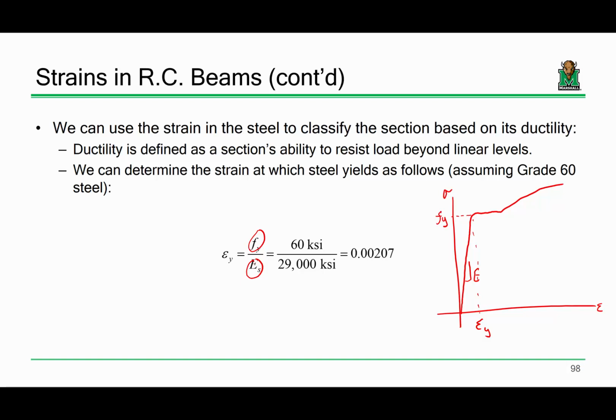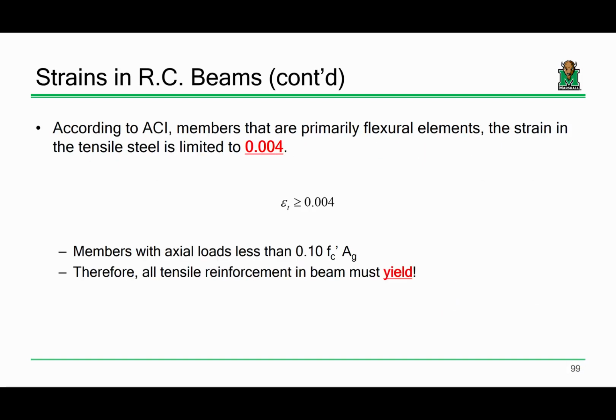We would then compare that to the strain that's actually in the beam to determine whether or not it has yielded, because remember, we're assuming it yields. Let's determine whether or not it actually has. That makes sense? Now, we need the strain in the steel for a couple of things. First off, ACI has a specified limit. They state flat out that the strain has to be greater than or equal to 0.004 in a beam.